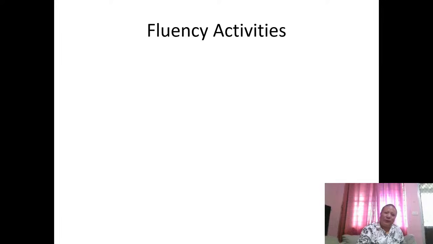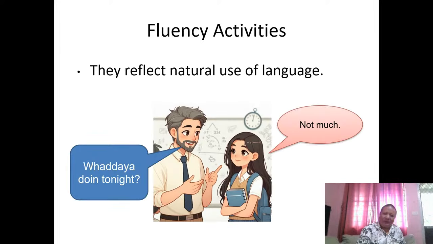Then we have fluency activities designed to make you fluent, to speak without stammering. They reflect natural use of language. Like, what are you doing tonight? Not much.